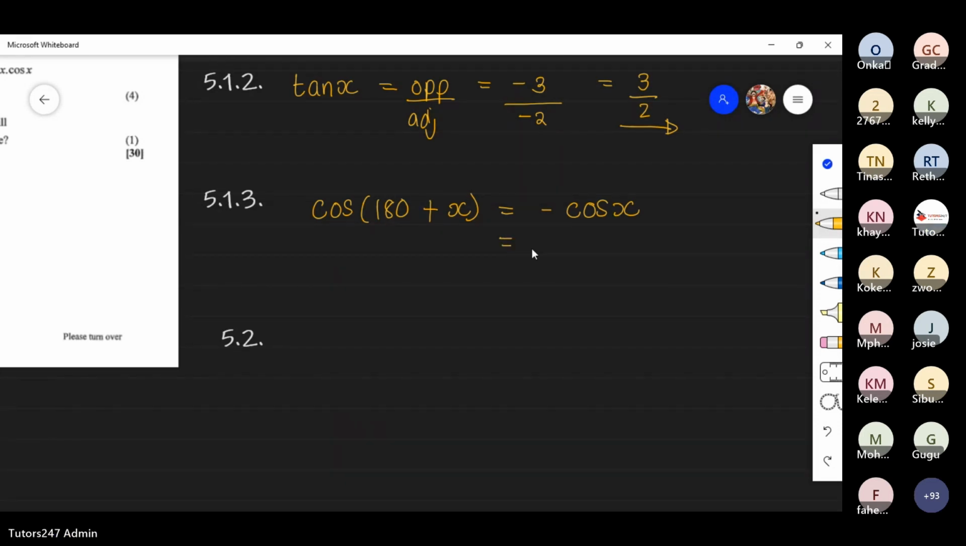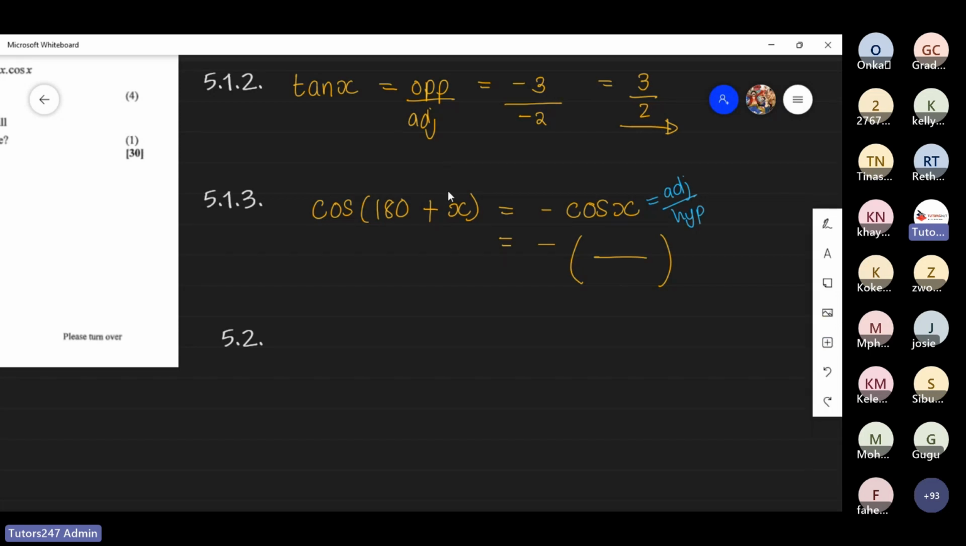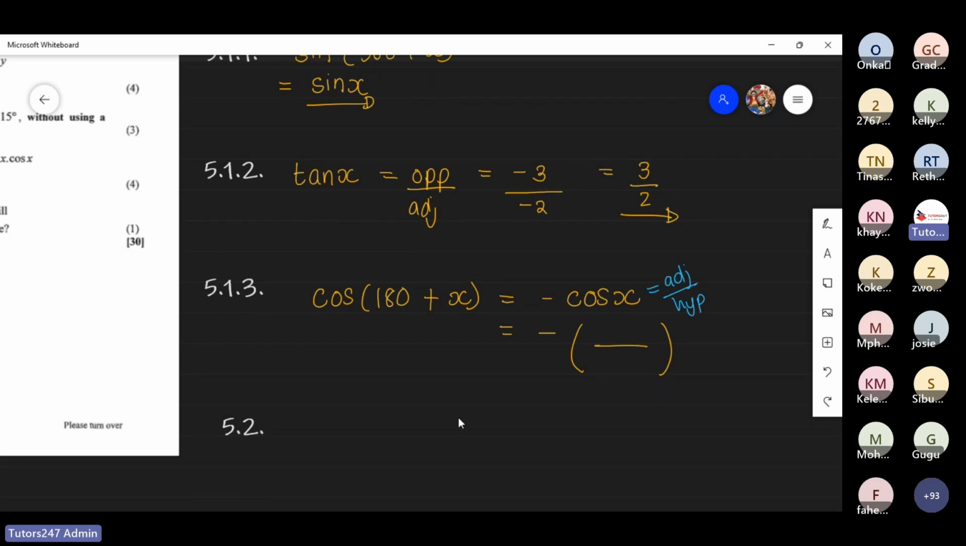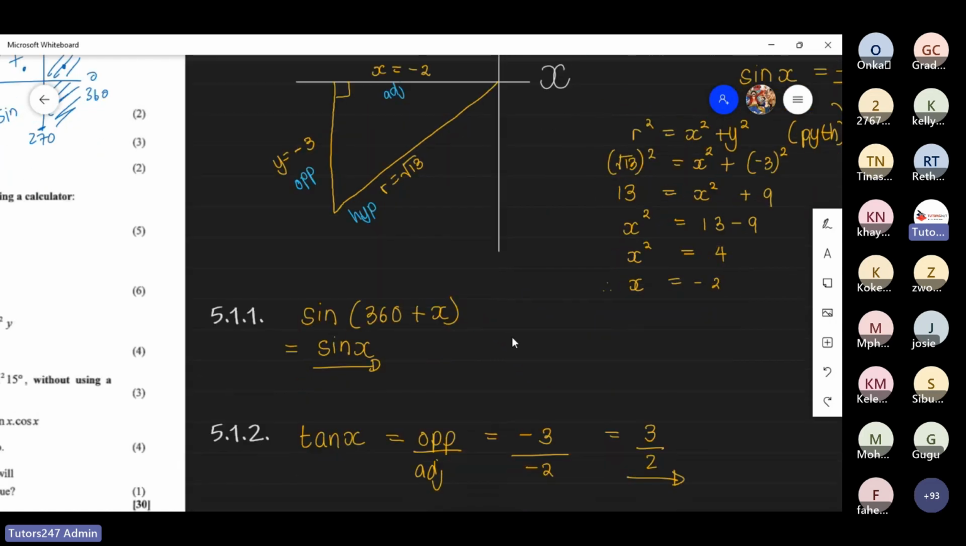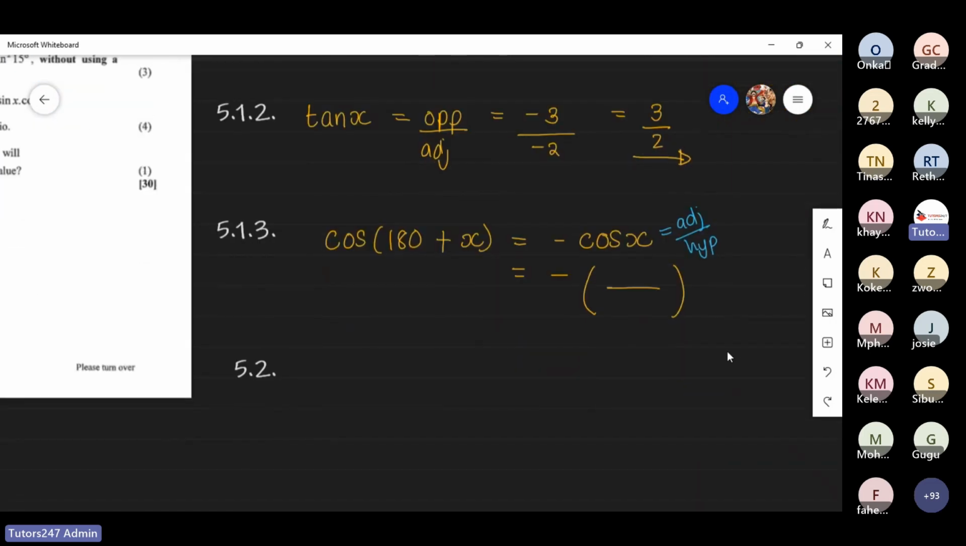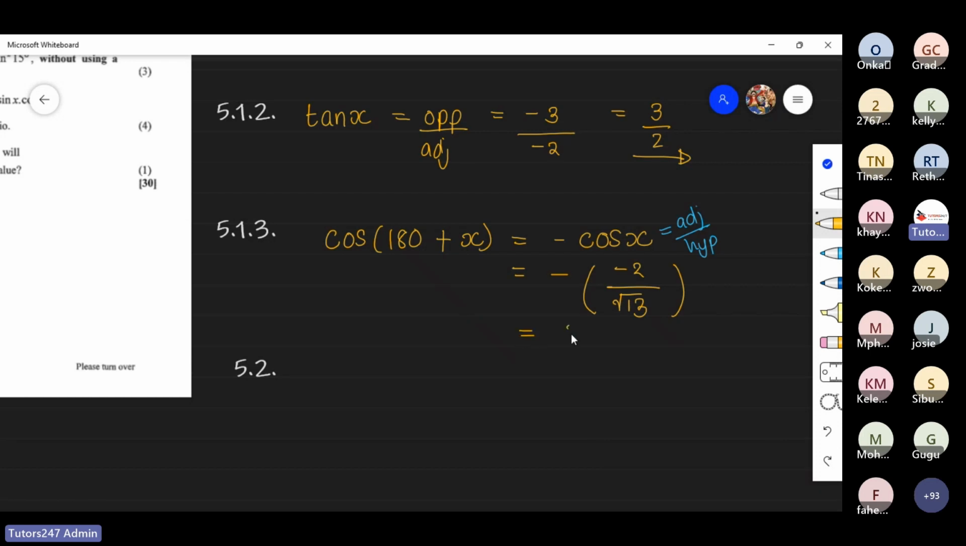From there, we can substitute. So we bring down our negative, we can open a bracket, and we know that cos is equal to adjacent over hypotenuse. Our adjacent value is -2, whereas our hypotenuse value is the root of 13. So let's see, -2 over the root of 13. That is then going to give us +2 over the root of 13.